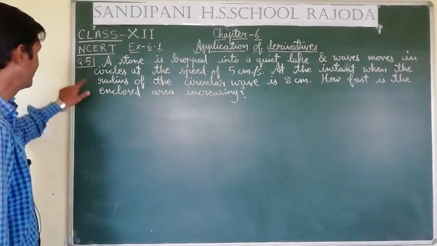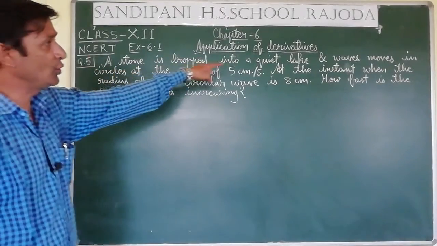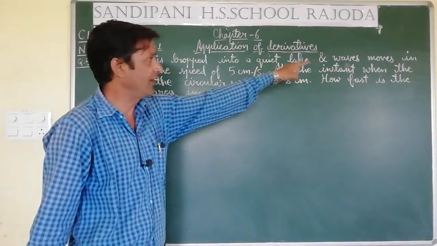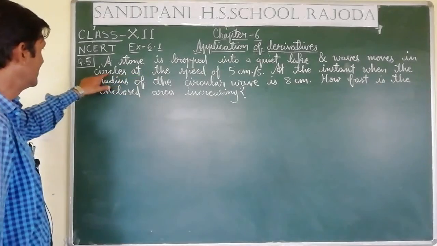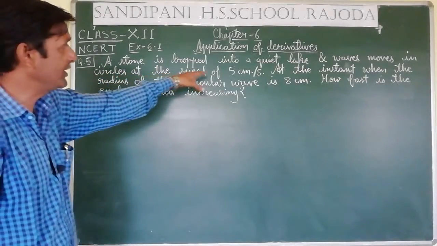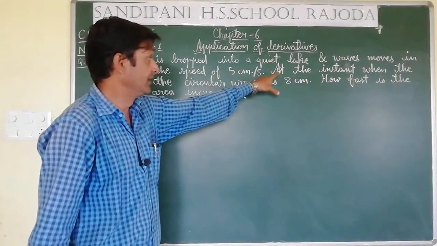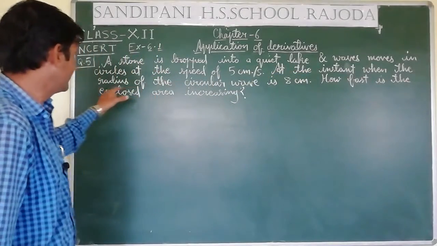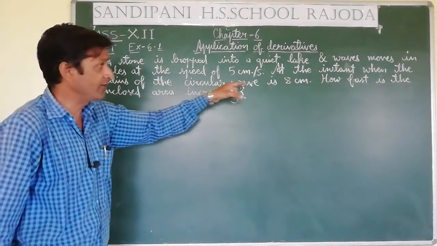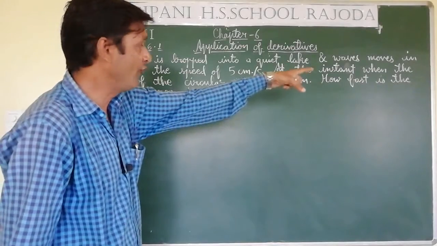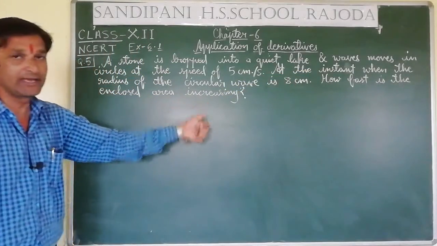Now see question 5th. A stone is dropped into a quiet lake and waves move in circles at the speed of 5 centimeter per second. At the instant when the radius of the circular wave is 8 centimeter, how fast is the enclosed area increasing?